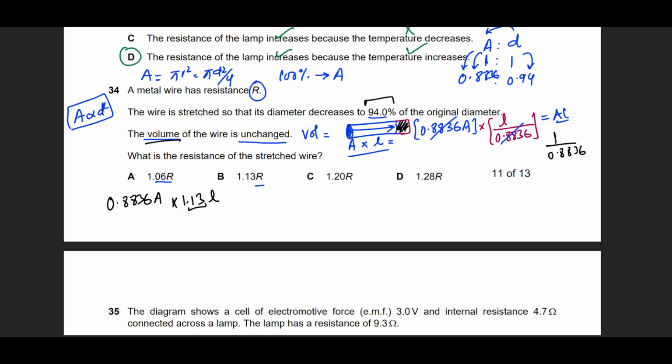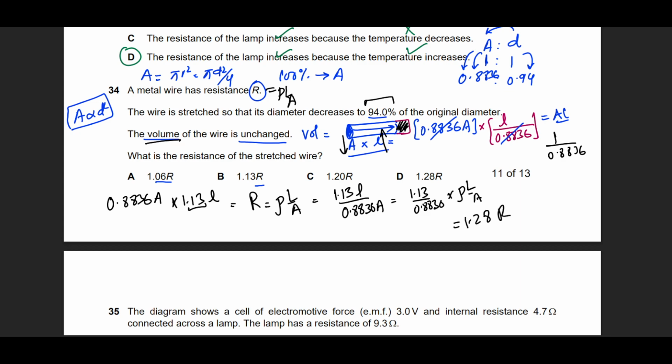So if cross-sectional area decreases, the length has to increase proportionally, right? So what is going to be the formula now? R is equal to rho L over A. What have you done to the length? You have increased the length by 13%. You have decreased the area to 88%. So 1.13 divided by 0.8836 multiplied by rho L over A, which was our original rho L over A. So this comes out as 1.28 times R, which is option D.